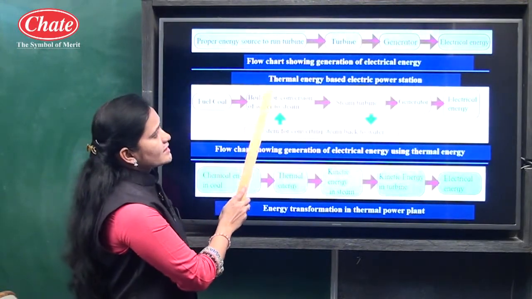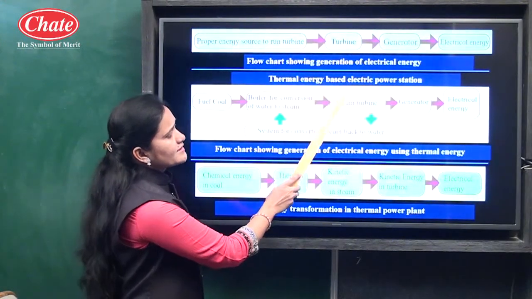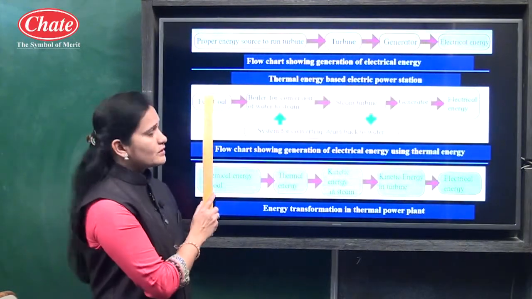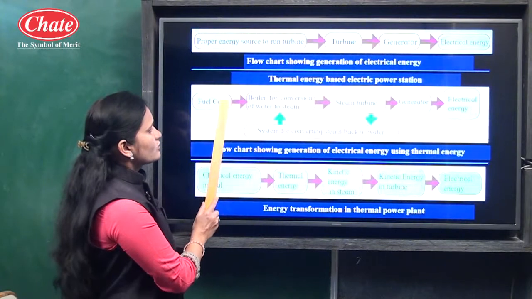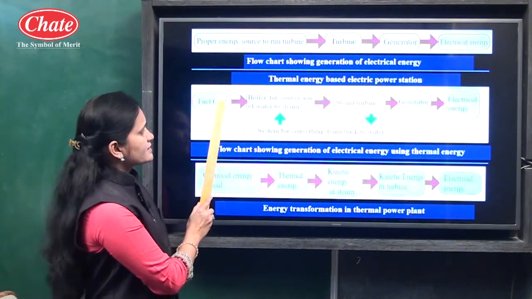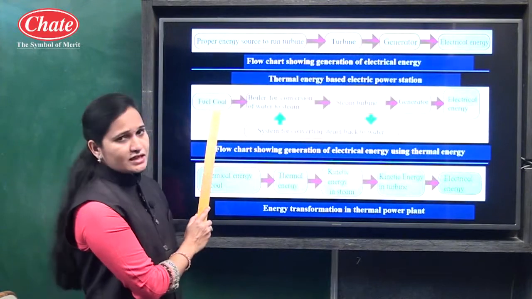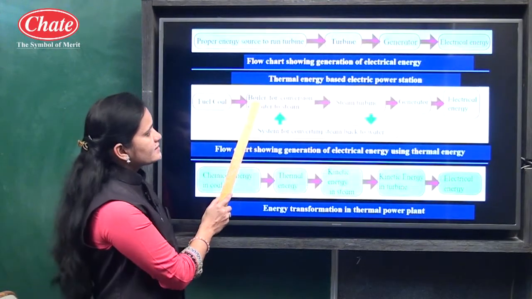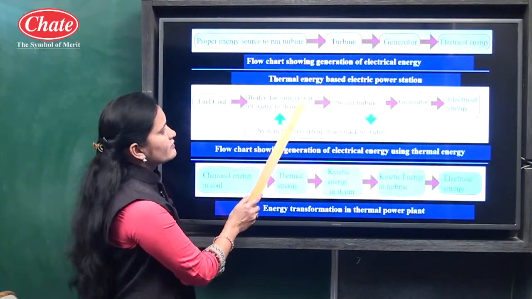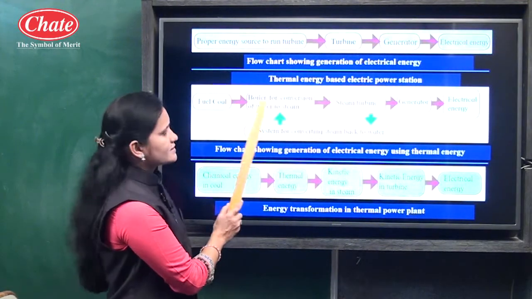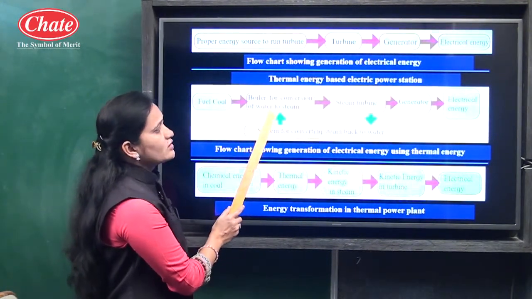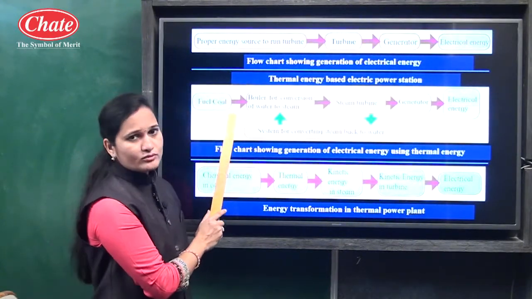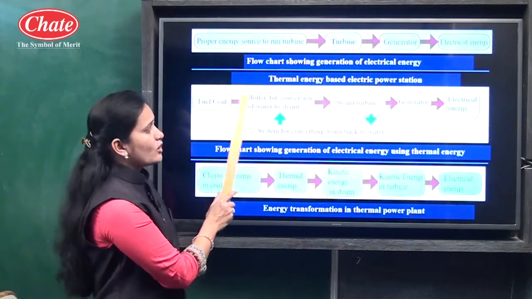Now let us see the next point about the thermal energy based electric power station. First you can see that as a fuel, coal is useful. Whatever energy is released after the burning of coal is useful to boil the water. In the second box you can see the boiler for conversion of water to steam, where water starts to boil by using the energy released after the burning of coal.